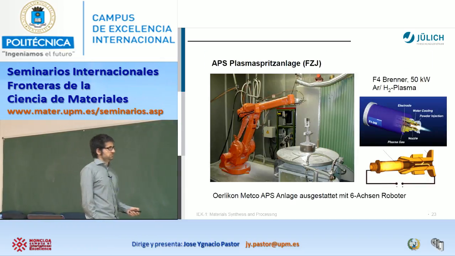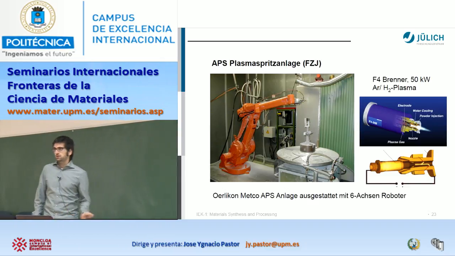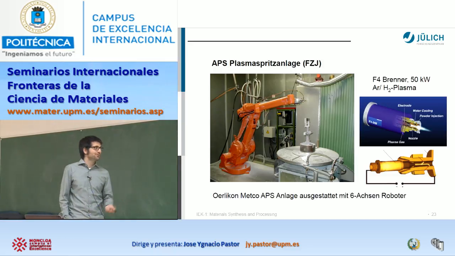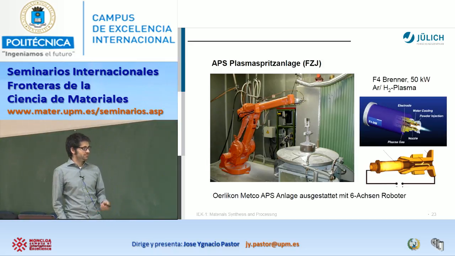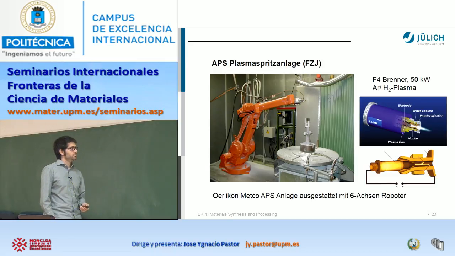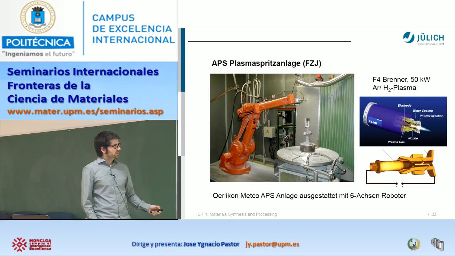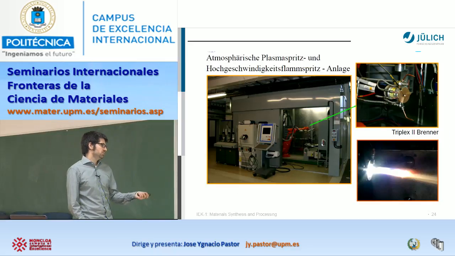And here is one facility that we have in our institute. If some of you are interested to visit us, well, now it's not the best time because it's February and it's so cold, but you can go there and visit these really nice guns. Okay, this is for the atmospheric plasma spray. Here is where you put your specimen, and it will impact. I think I have a couple of pictures, more or less how it works.